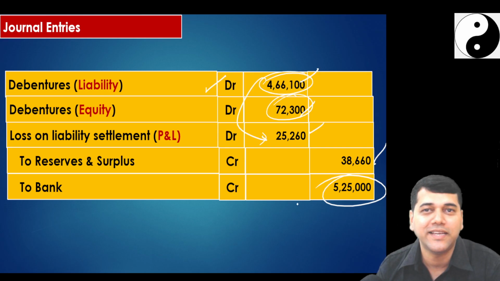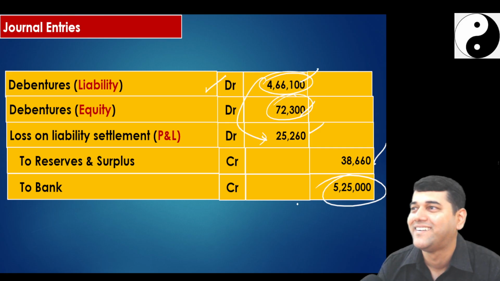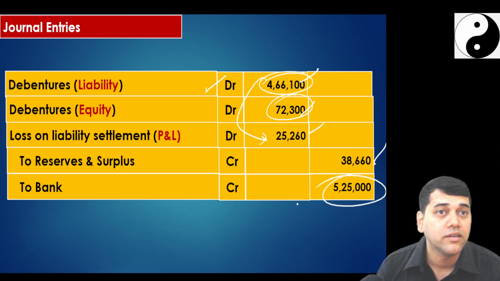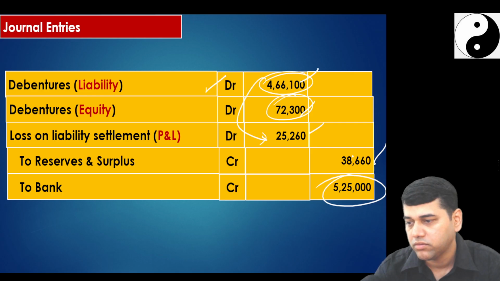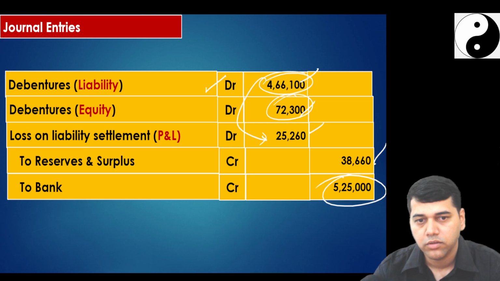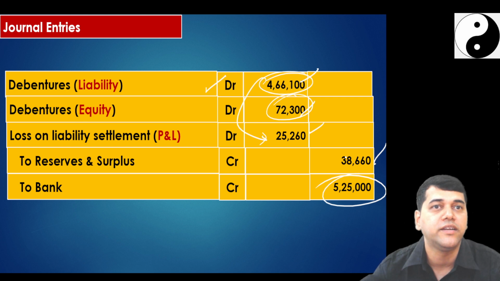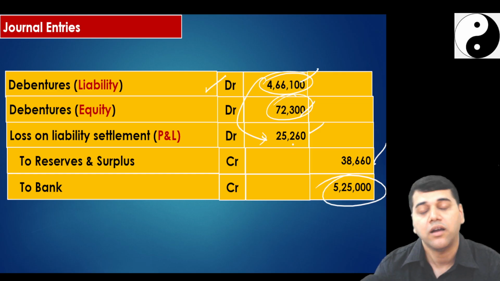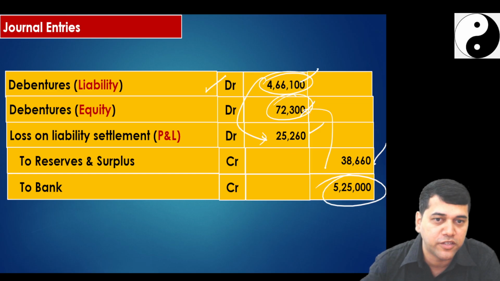Got this? Anybody did any other entry? Sorry? 33,000, 38, no? Down you put how much? How do your accounting entry tell it? Okay. I understood. You must have taken the difference between these two.